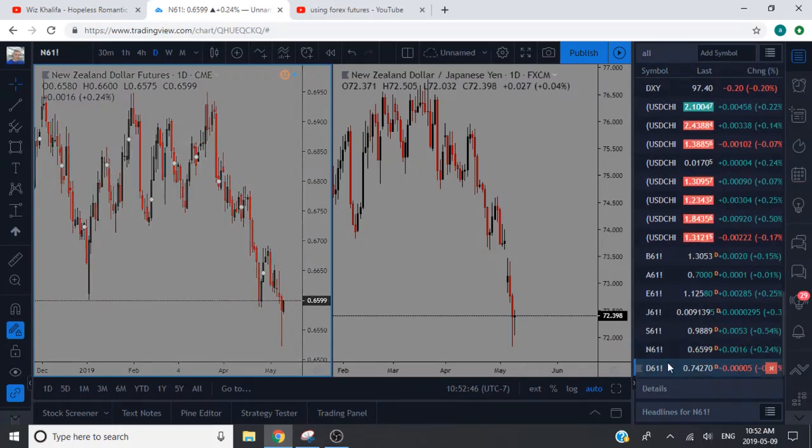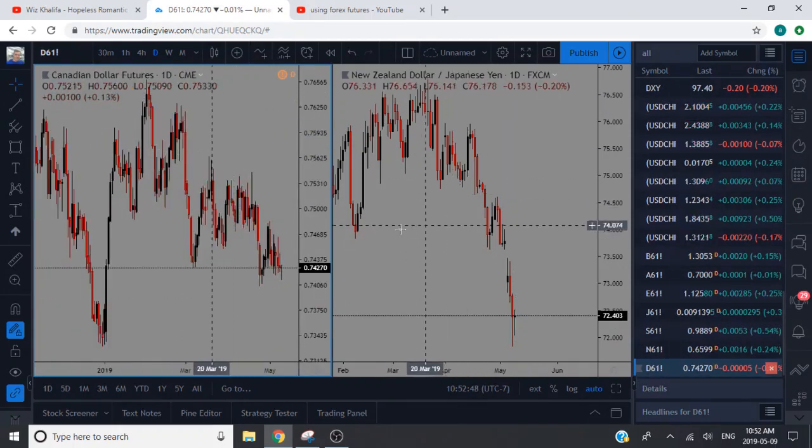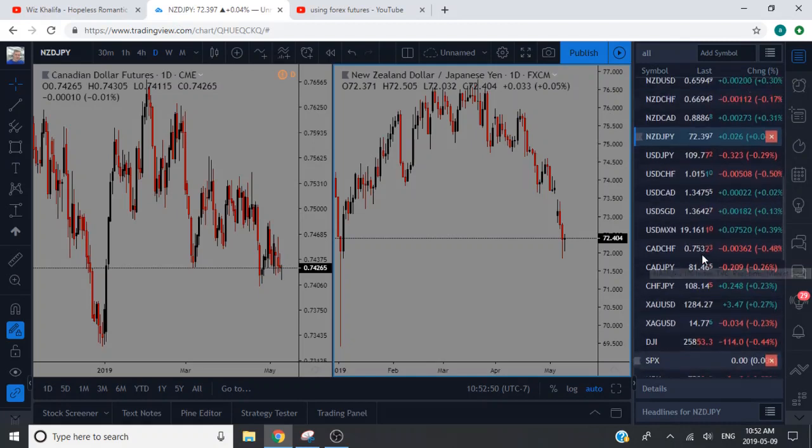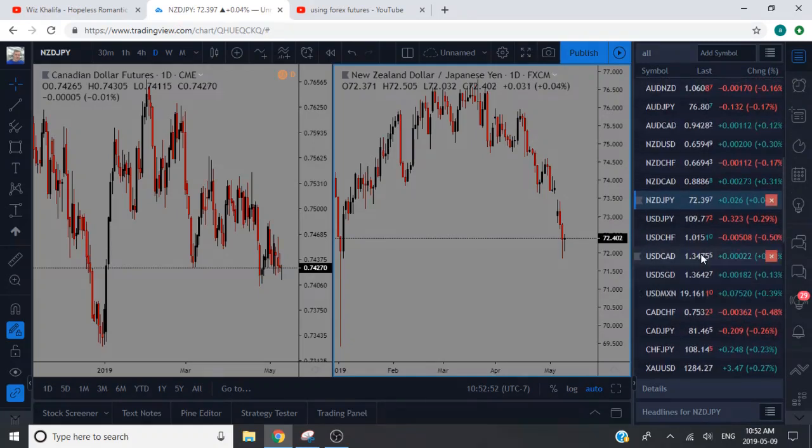Let's check out one more, the Canadian futures. Let's check out the daily. Now let's check out CAD. Which one haven't we done? Let's try to flip the switch.